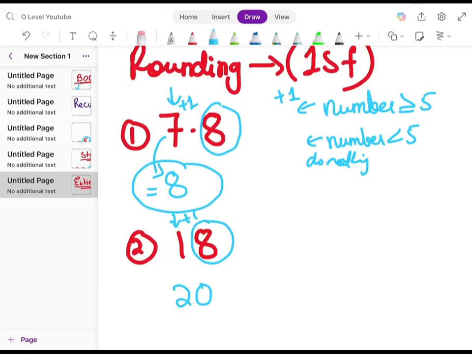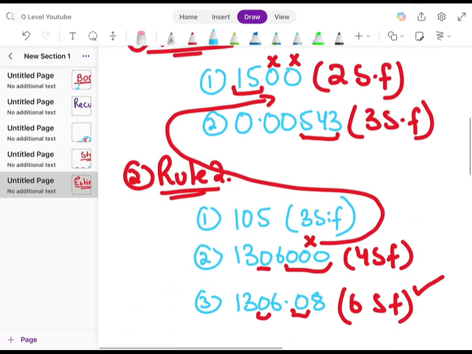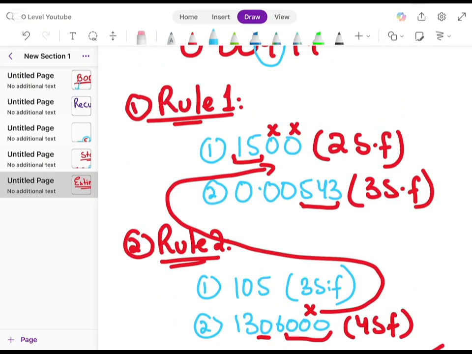But in the second, when I add 1, this will become 2. So I will write 0 here. I will cancel that number and it will become 0. I will write 0 here because this will not affect the value. It still remains one significant figure. Following rule number 1, you can see that in 1500, these two numbers are considered significant figures. This 0 is not considered.